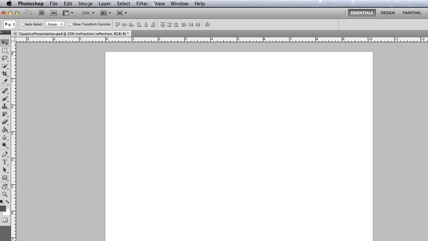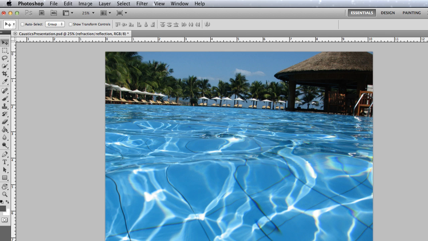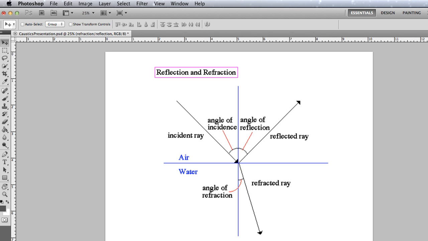So what are caustics of water? Caustics are those pretty lights that you see on the bottom of a swimming pool, or sometimes you see them reflecting on surfaces outside of the water. Caustics are caused by refraction, scattering, absorption, and reflection.